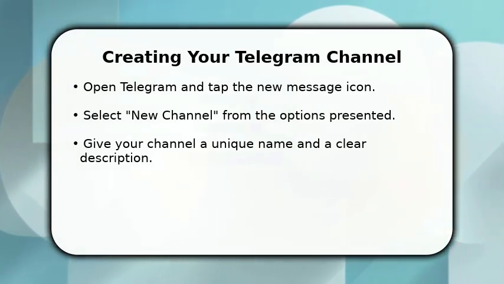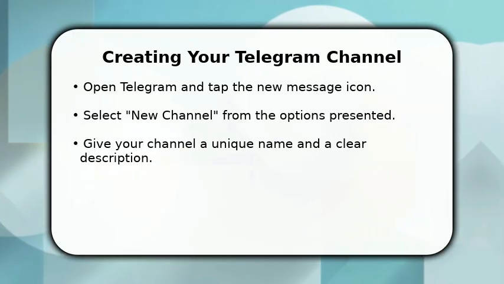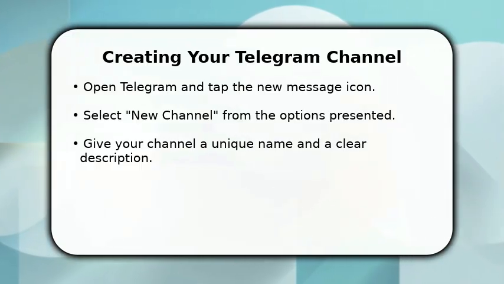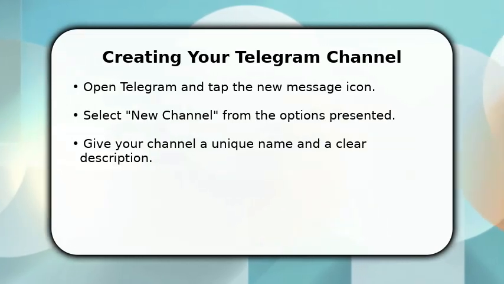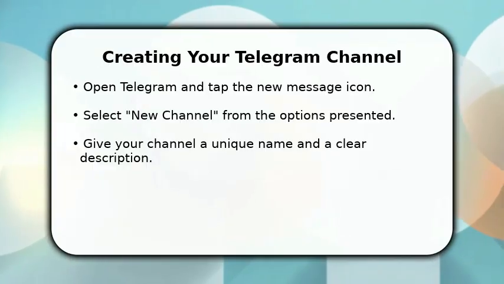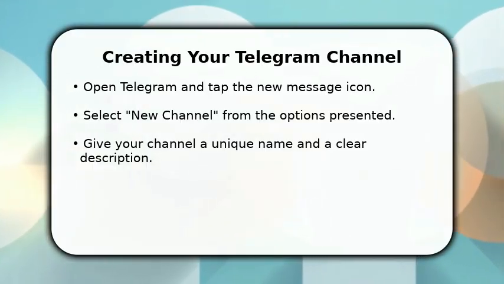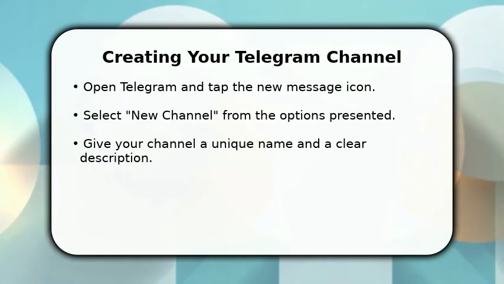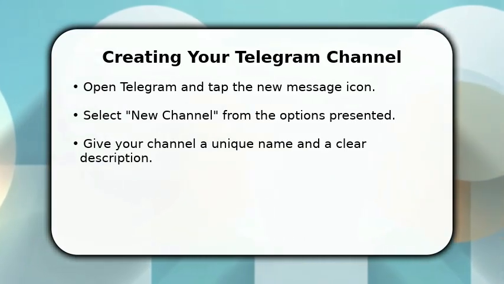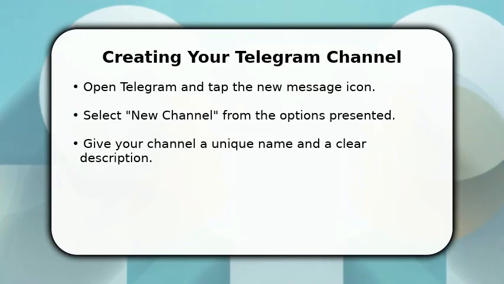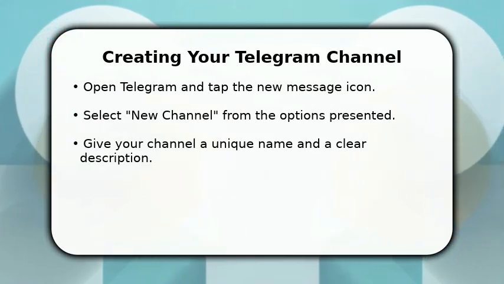First, open your Telegram application and locate the new message icon, often a pencil or square with a pencil. Tap this icon, then choose New Channel from the menu that appears. Next, you will need to provide a name for your channel and a brief, informative description. This helps potential subscribers understand your channel's purpose right away.